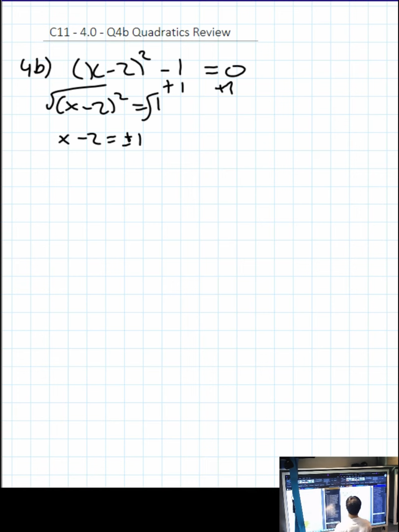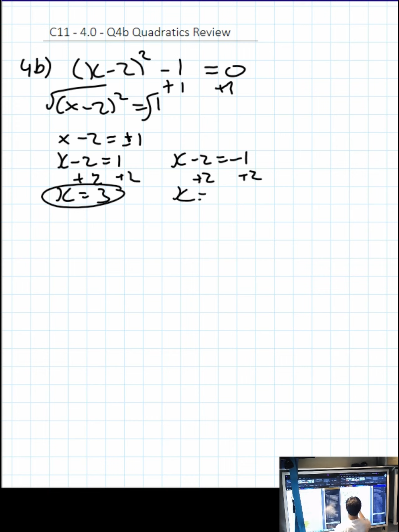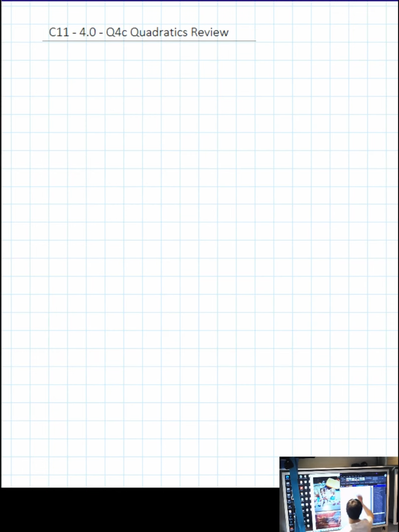Now we're going to skip a line and put two equations side by side. X minus 2 equals 1, and beside it, x minus 2 equals negative 1. In both equations, we're going to add 2. On the left, add 2, and we'll get x equals 3, circle our answer. And if we add 2 again, x equals 1, circle our answer. So we're not going to keep drawing the graph for you. Those are our solutions or x-intercepts if it was y equals. Awesome. Okay, 4c. We have negative x squared equals negative 4x plus 3.